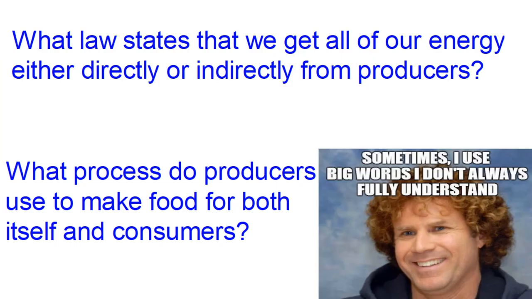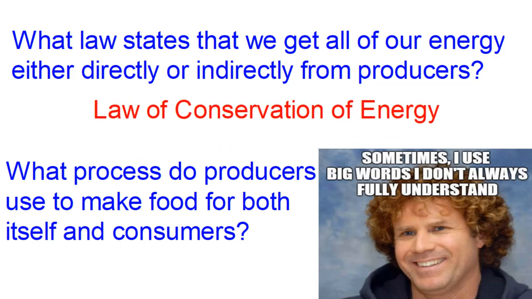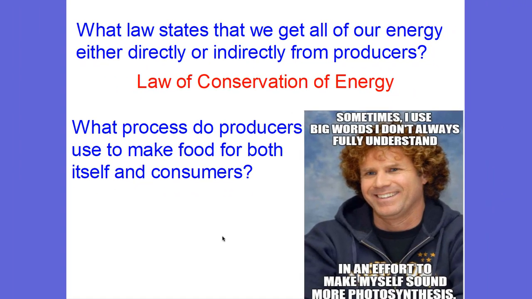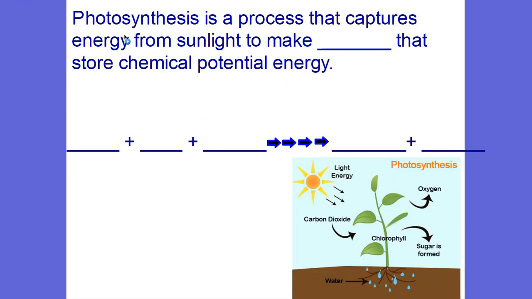We know that we get all of our energy either directly or indirectly from producers. Either we eat those vegetables directly or we are eating the things that are going to eat those vegetables, and that means the law of conservation of energy is coming right into place. So what process do producers use to make food for both itself and consumers? That is called photosynthesis. So we are going into this photosynthesis unit.